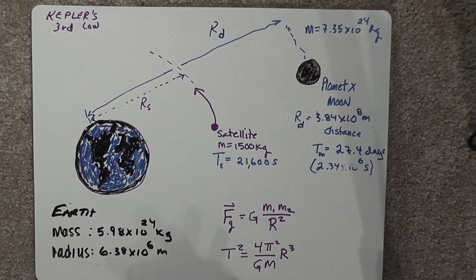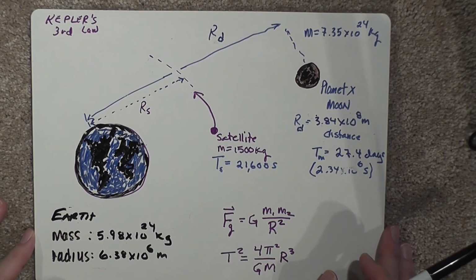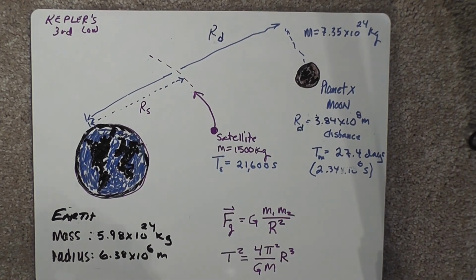Okay, we're going to do a little bit of a review going through some of the equations that are involved in Newtonian gravitation and also Kepler's third law. So we have a picture of the Earth and the Moon and a satellite here.